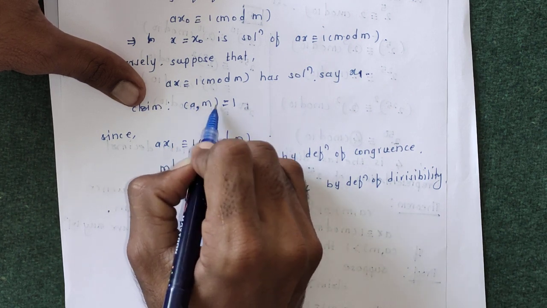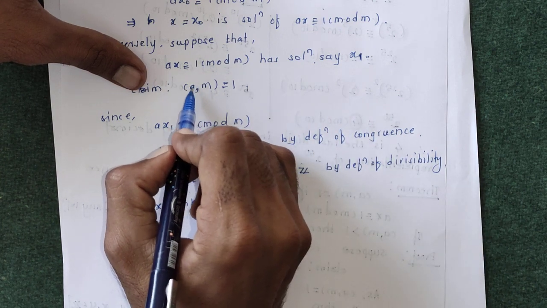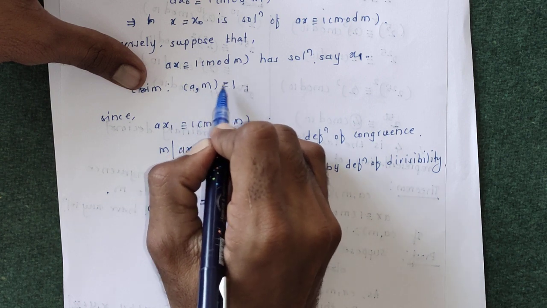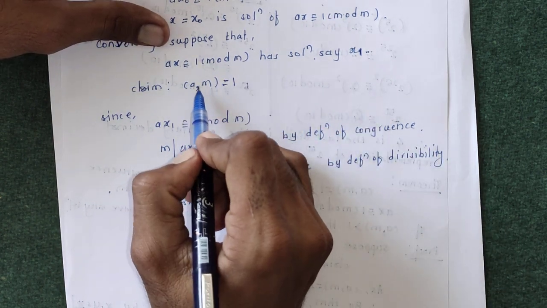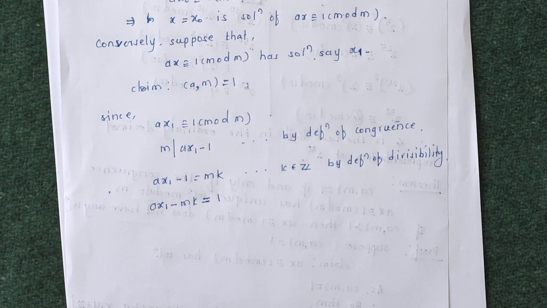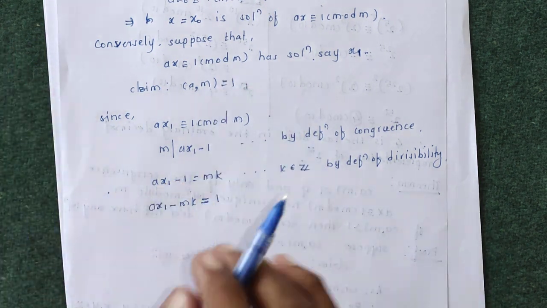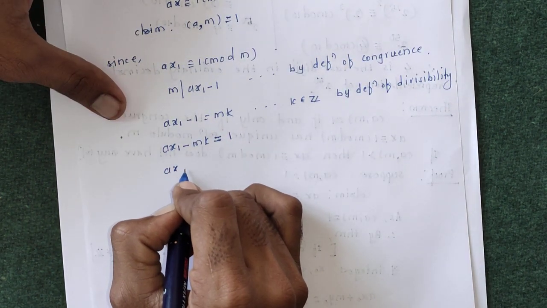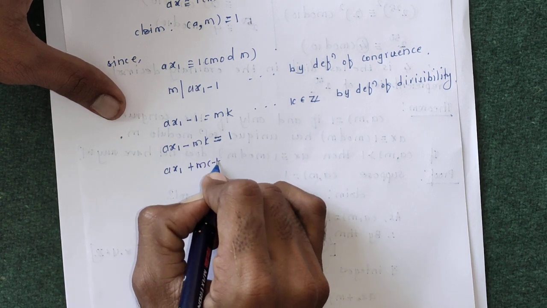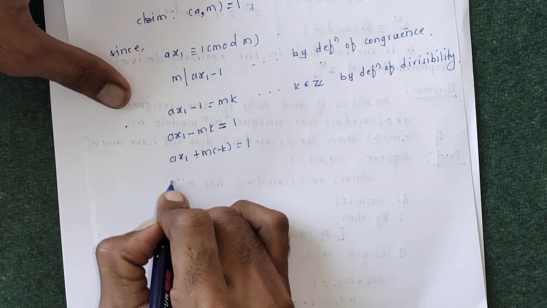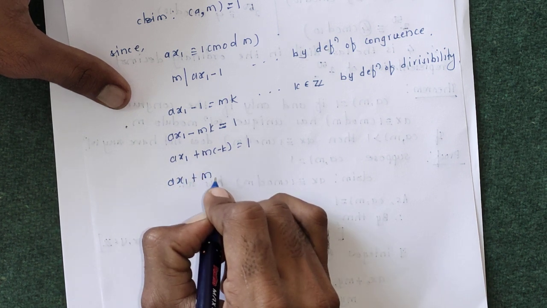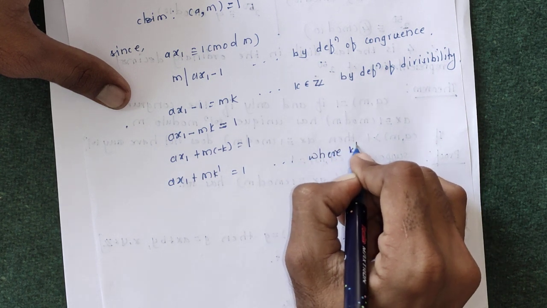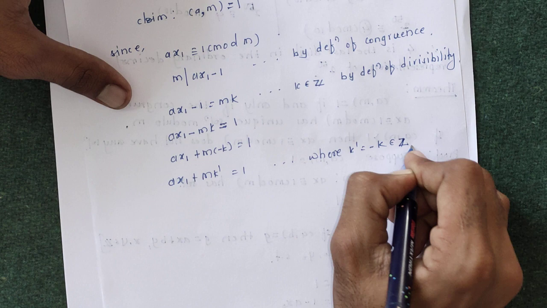1 as a linear combination of these two numbers, that is a into x plus m into y is equal to 1. Then we say that this 1 is the GCD of a and m, since by the theorem of expression of GCD as a linear combination, if the GCD is 1, then we can use that theorem as if and only if. So rearranging this, again ax1 plus m into minus k is equal to 1, and ax1 plus m into k prime is equal to 1, where k prime is equal to minus k, and this is again an integer.